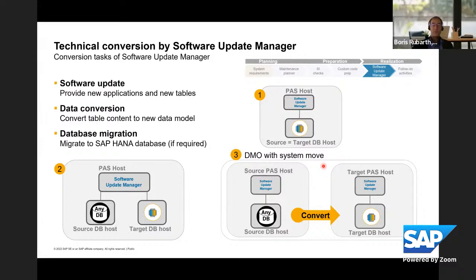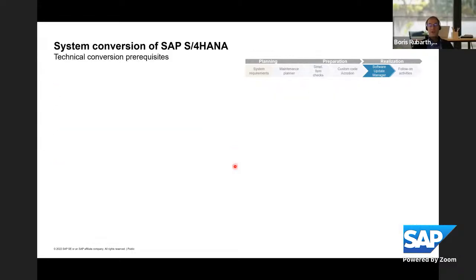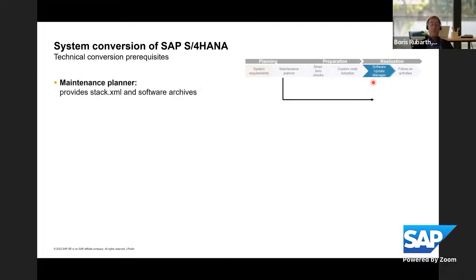That is a kind of introduction to what kind of tasks the software update manager has to fulfill. Now let's have a look at what the prerequisites are before we start the software update manager as part of the realization in such a system conversion project. Of course, we have to use the maintenance planner, because the maintenance planner will provide the software archives and the stack XML, this file that is a kind of recipe for the software update manager. The software update manager will ask for this in the very first dialog. So the maintenance planner has to be executed.